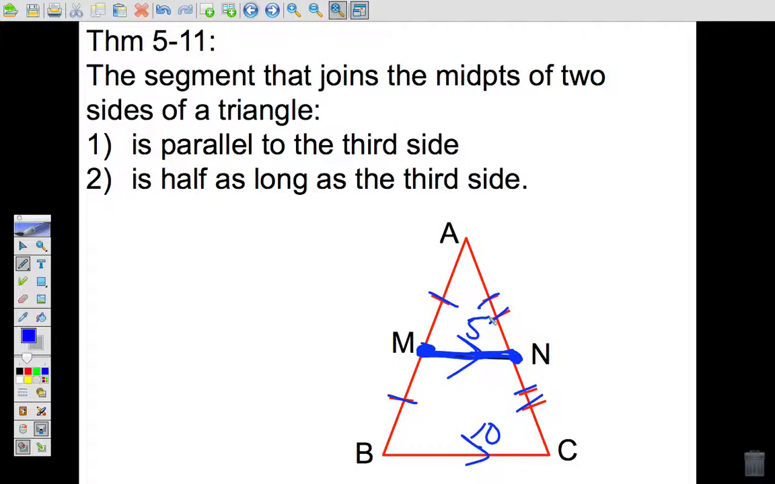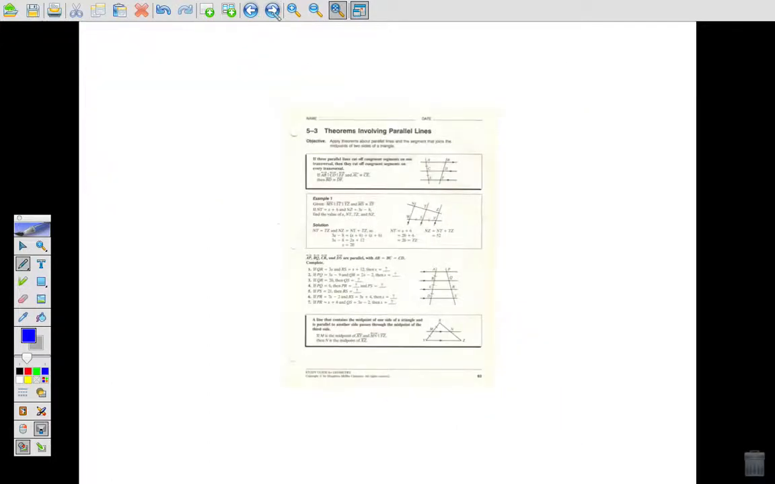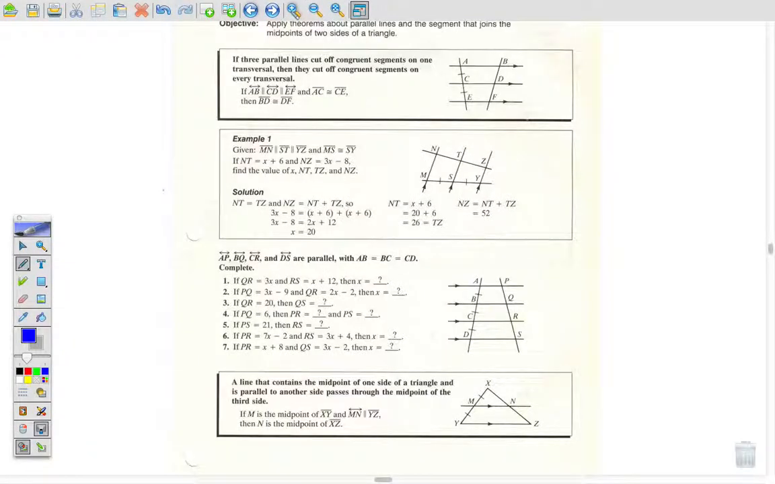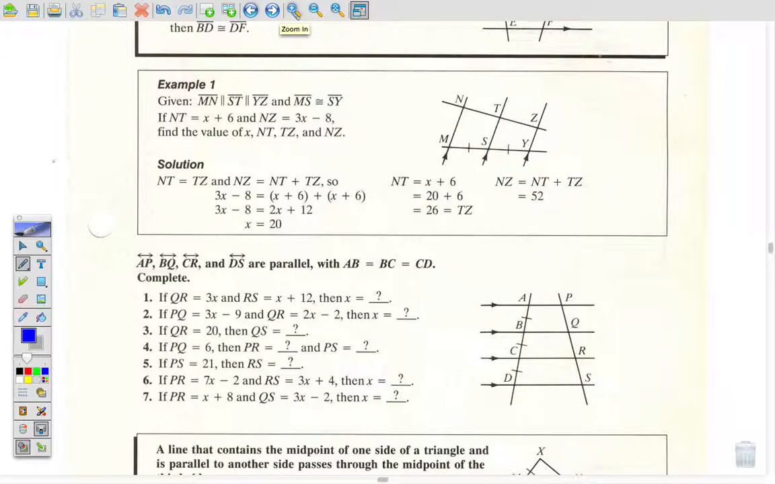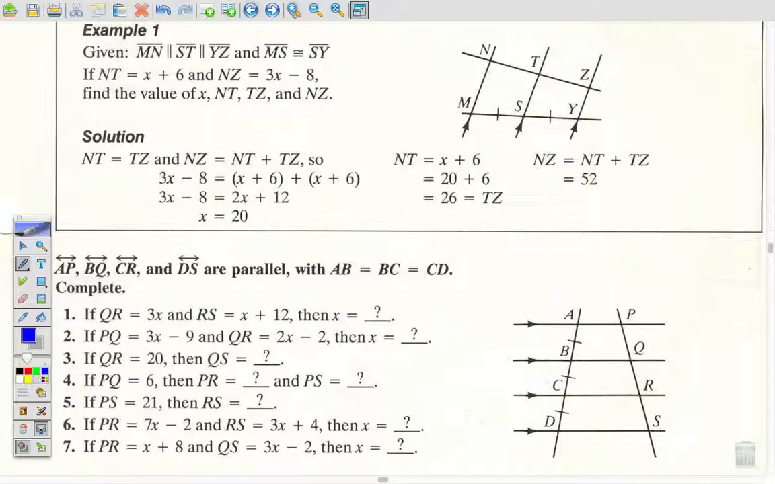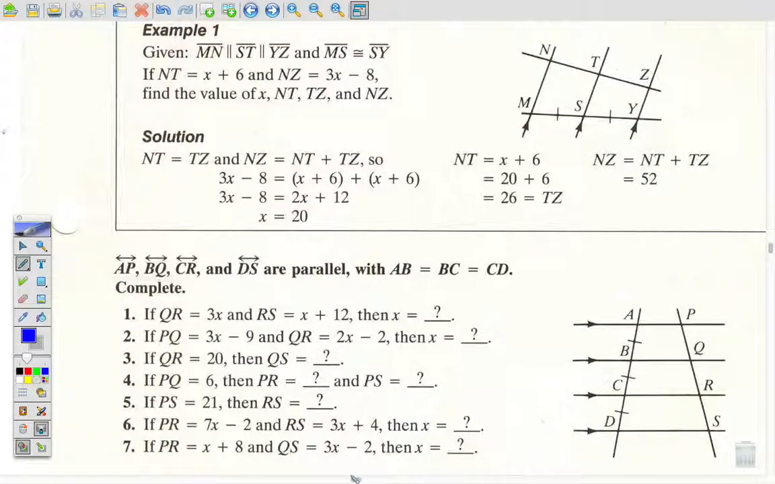All right, let's take a look at a few examples here on this sheet. And let's take a look down at the bottom.